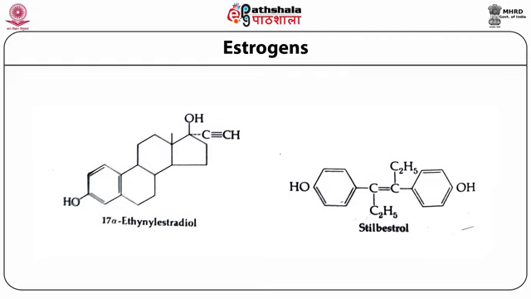The estrogens are derived from androgens in liver and other steroid producing tissues. The estrogens and their catabolites are excreted in urine as conjugates of glucuronic acid and sulfuric acid. While natural estrogens are active and given parenterally, synthetic estrogen 17 alpha ethanyl estradiol and stilbestrol can be given orally.